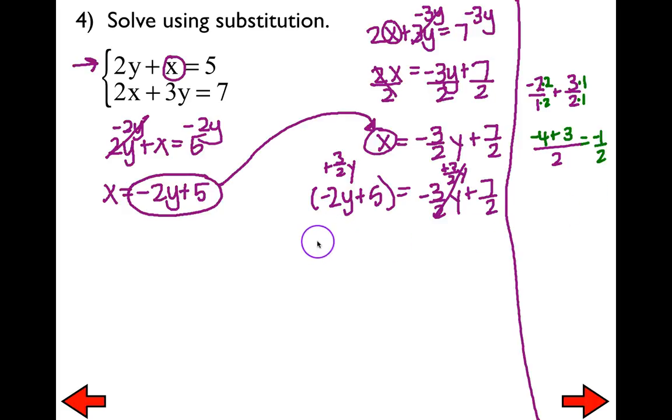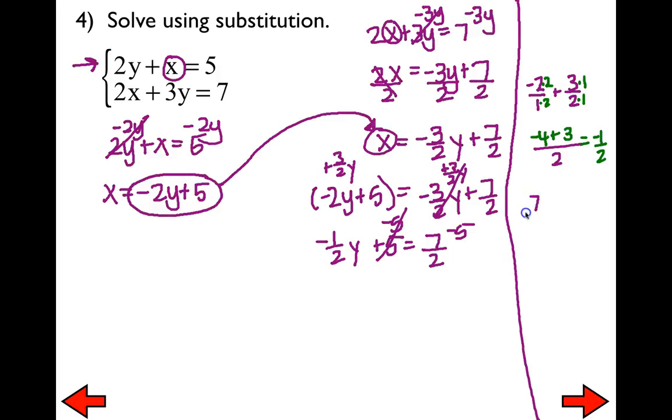So here we have a negative 1 half y plus 5 equals 7 halves. Now we're going to have to move our constant over. So I'm going to go ahead and subtract 5 from both sides, which leaves me with a negative 1 half y. Whoops, just kidding. Let's do the side work real quick.